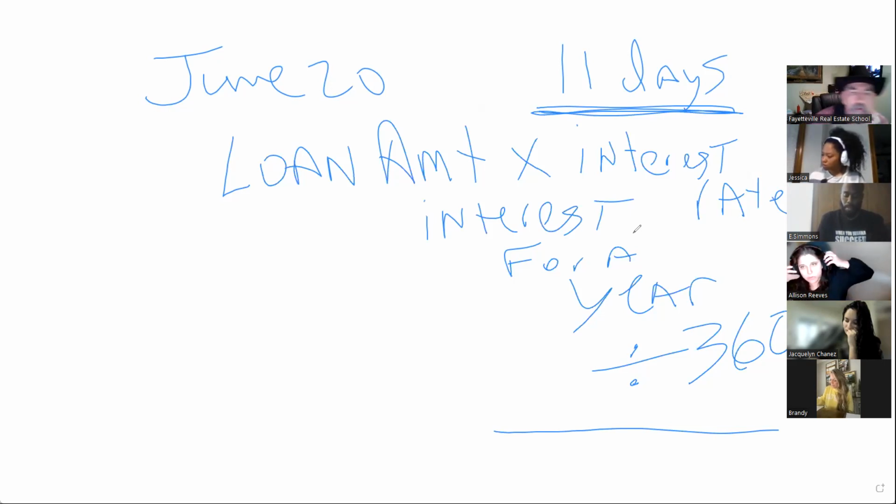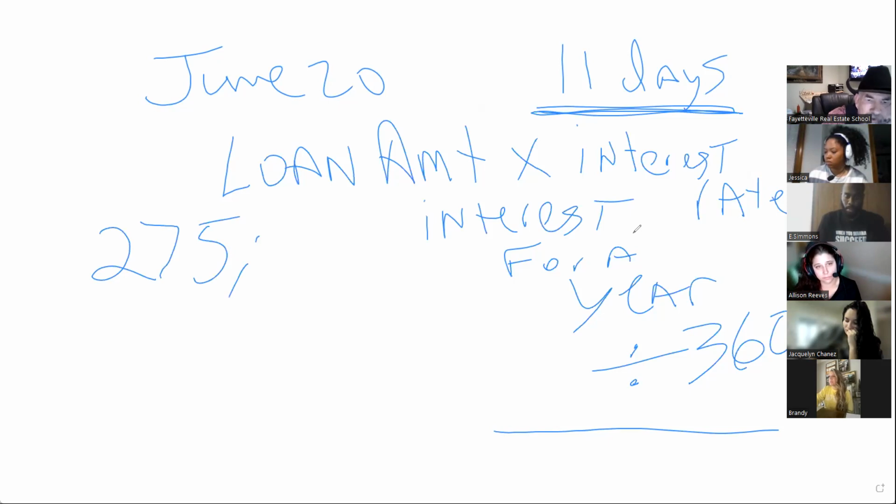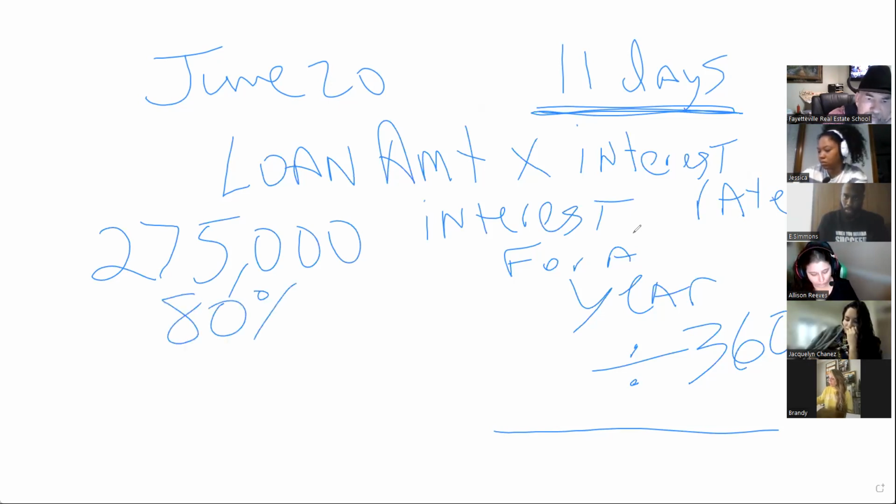Let's do an example of that. Let's say your client is buying a $275,000 house. That is their purchase price. That is not the loan amount. They're getting an 80% loan to value.